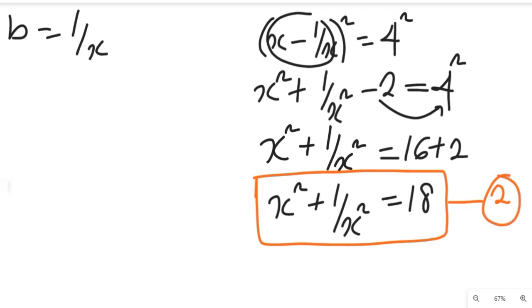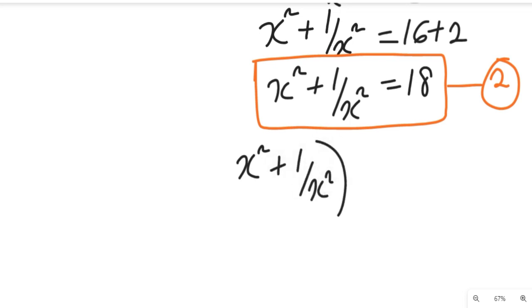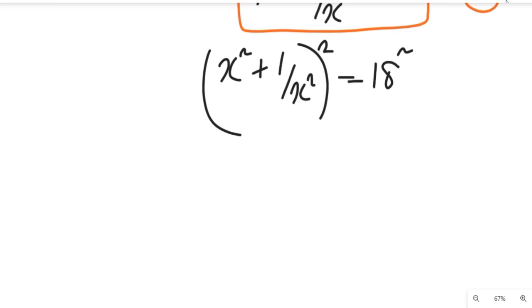Now to get the third expression, we are going to do the same thing. We are going to square this second expression. So if we square this second expression, we're going to have x squared plus 1 divided by x squared all squared equal to 18 squared. Considering that algebraic formula we used earlier on, the only difference is the plus sign. The other one was negative, so the sign has changed.